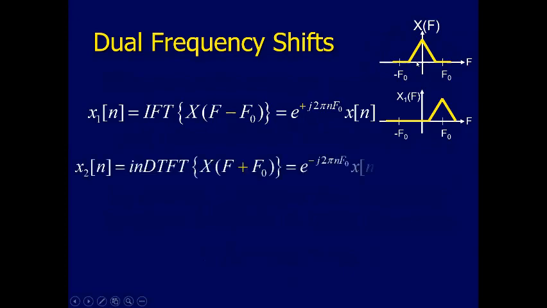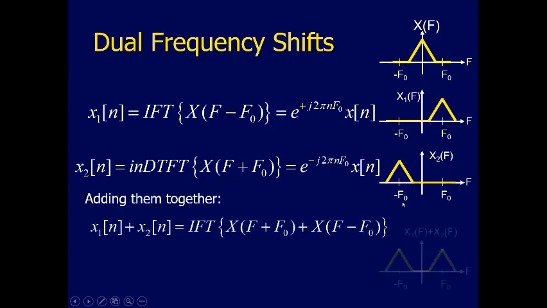Take another copy of this and shift it to the left by f0 so that it belongs to a time function x of n e to the minus j 2 pi n f0, and add these together to make a composite signal that has a transform that has peaks in both plus and minus f0.